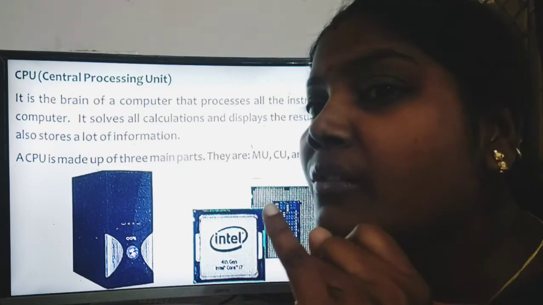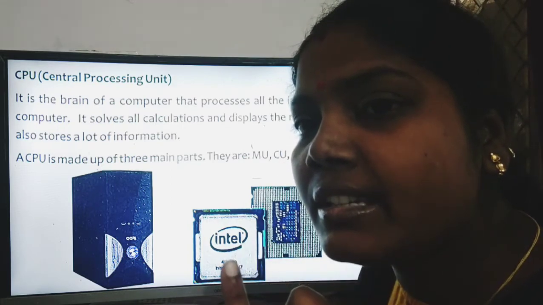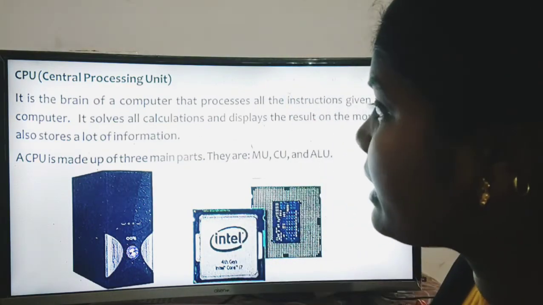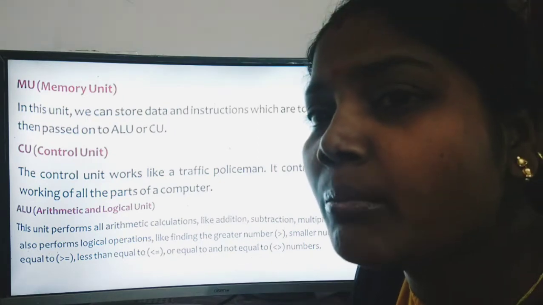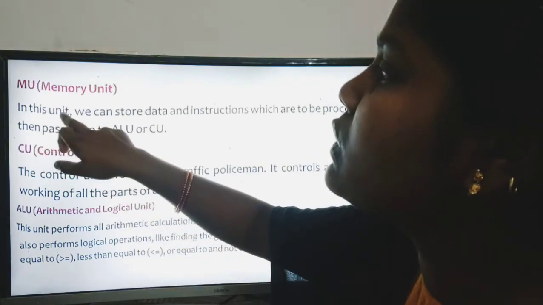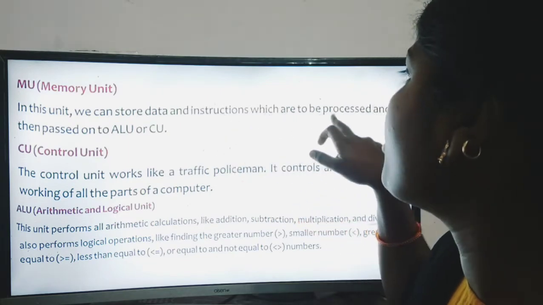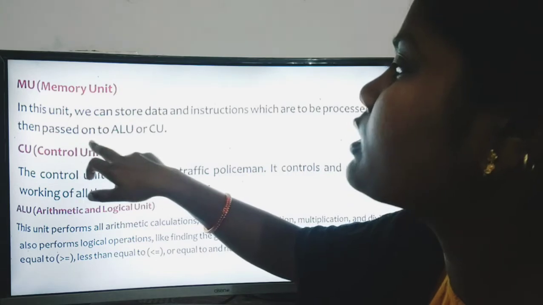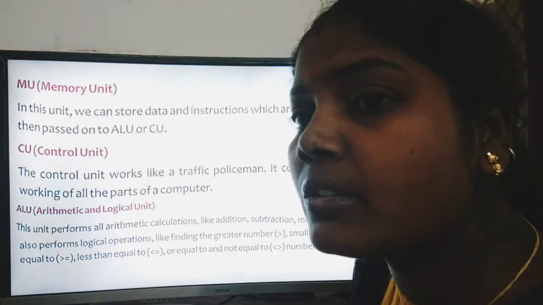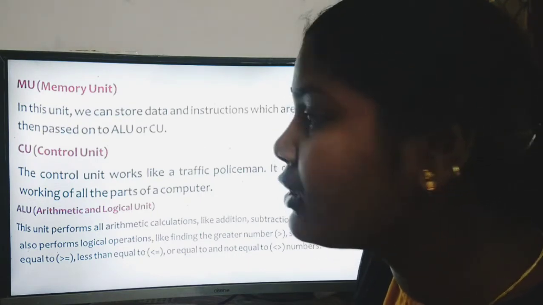And for the monitor, we also saw the three types of monitors: CRT, LCD, and LED. Likewise, in the CPU we have three main parts. The first one is the MU, memory unit. In this unit we can store data and instructions which are to be processed and are then passed on to the ALU or CU. CU is the control unit, and ALU is the arithmetic and logical unit.